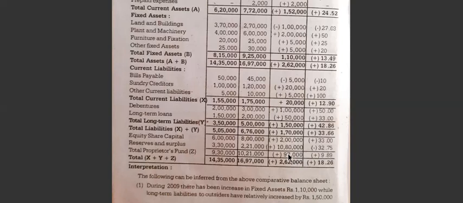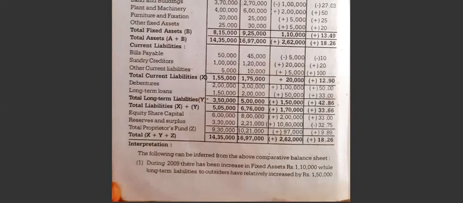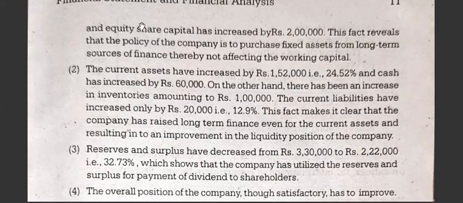Now see, first, during 2009 there has been an increase in the fixed assets of rupees 1,10,000, while long term liabilities and outsiders' funds have relatively increased. You have to see whether the fixed assets are increased, whether the long term loan liabilities are increased. What is the increase? Write the percentage. And equity capital also increased by 2 lakhs, so it means that they have sufficient current assets to meet the long term loans, so it is effective.